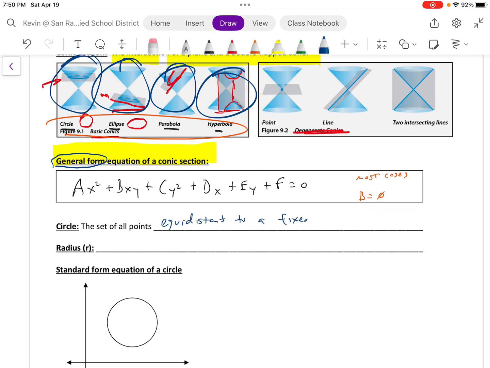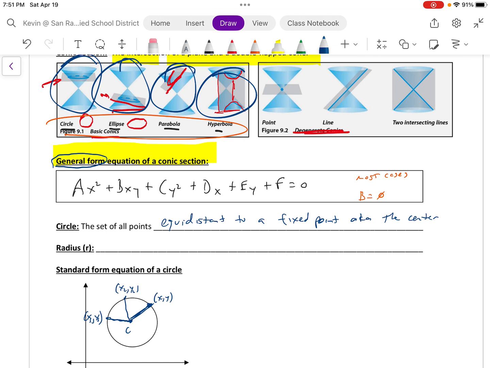A circle is the set of all points equidistant to a fixed point, also known as the center. Here is our center, and then we have a fixed point, x and y. We have an infinite number of points. We have x sub 2, y sub 2, x sub 3, y sub 3. All of these points are equidistant from C.